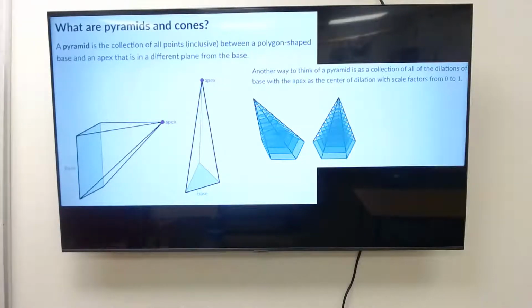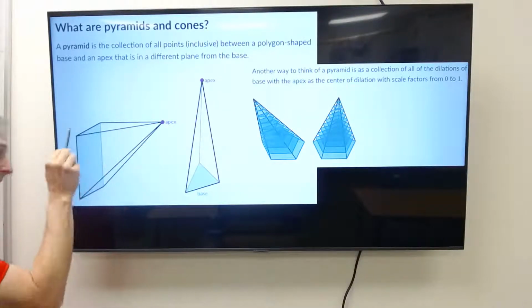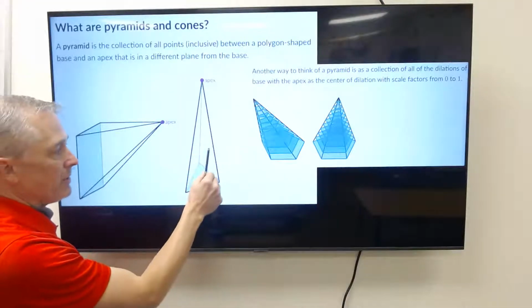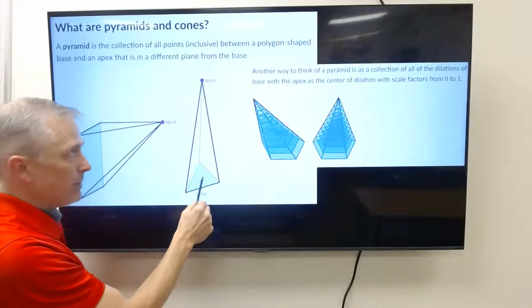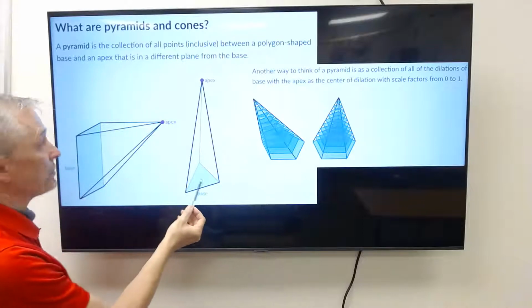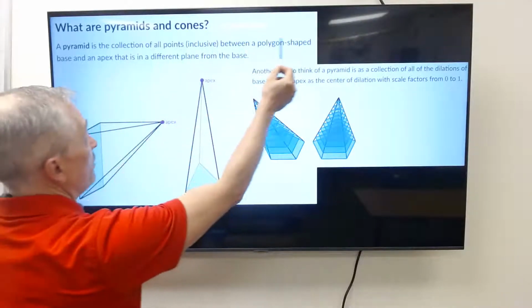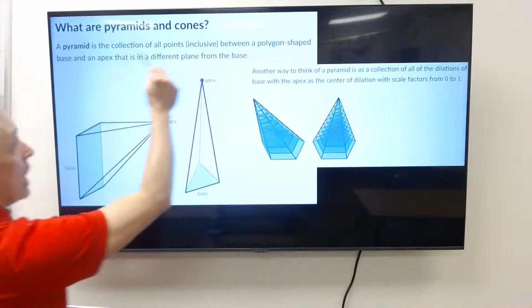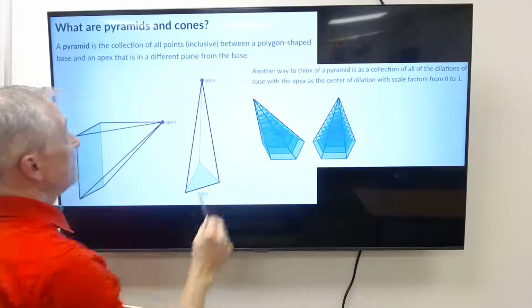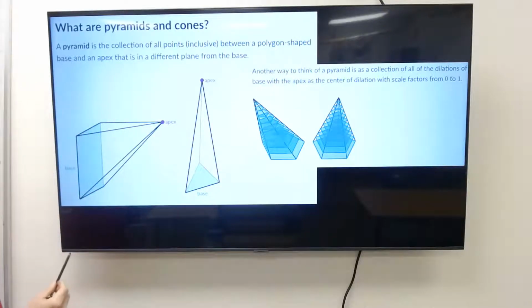Now, one thing I tried to do on this is a little bit of trickeration. Sometimes they do it like this, and they remind you that this is the base. On a pyramid, anything that's not a triangle is your base. This is a triangle, but all three of these are kind of similar triangles, and so this is the different triangle, and so it's the base. And we can assume that this is probably an equilateral triangle. A pyramid is a collection of all points inclusive between a polygonal shaped base and an apex that is in a different plane from the base.